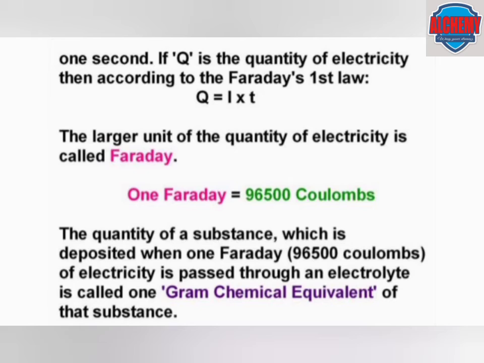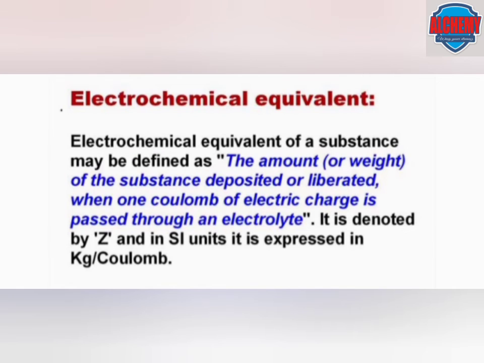The larger unit of quantity of electricity is called the Faraday. 1 Faraday equals 96500 coulombs. The quantity of a substance which is deposited when 1 Faraday of electricity is passed through an electrolyte is called 1 gram chemical equivalent of that substance. The electrochemical equivalent of a substance may be defined as the amount of a substance deposited or liberated when 1 coulomb of electric charge is passed through an electrolyte. It is denoted by the symbol Z and the SI unit is kilogram per coulomb.